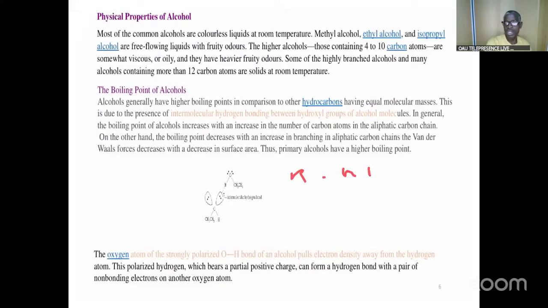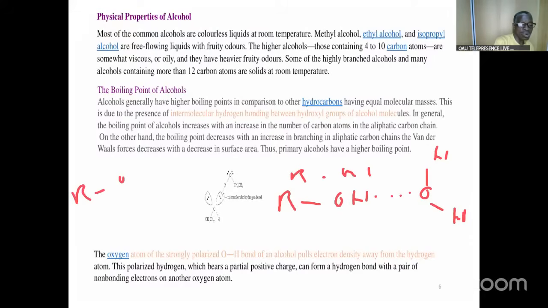R-OH, R-O-H can bond with the oxygen of water. So you can see this is intermolecular hydrogen bonding, that is between alcohol and water. If you put alcohol in water, also between themselves, ROH forms hydrogen bonding with the oxygen of another alcohol. So you can see.